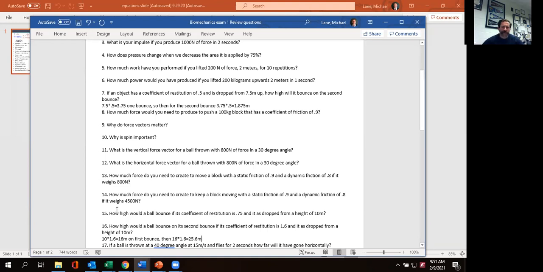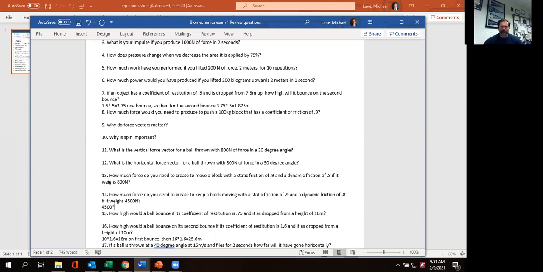Number 14, how much force do you need to create to keep a block moving with a static friction of 0.9 and dynamic friction of 0.8 if it weighs 4,500 newtons? Okay, so it weighs 4,500 newtons. So we need at least, it's going to be some factor of that.